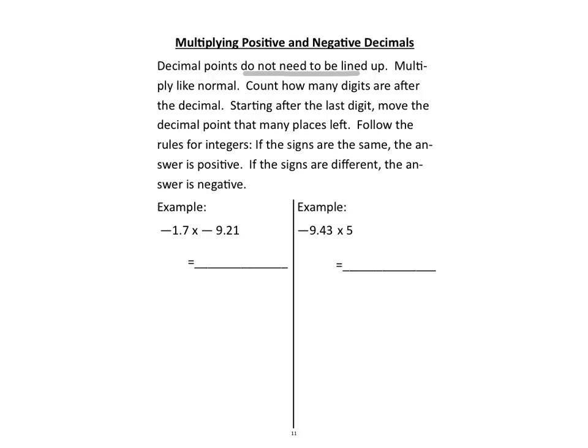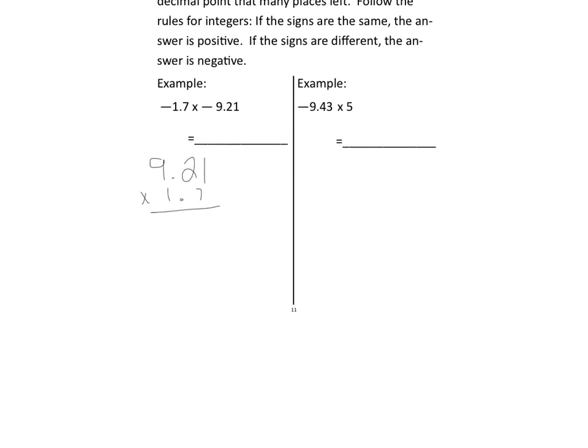So we're going to multiply negative 1.7 times negative 9.21. Don't worry about the signs. Now, because of the commutative property of multiplication, I like to put the number that has more digits on top, but if you want to put the 1.7 there, go ahead, or if you have a different way that you like to multiply, go ahead, but this is just the way that I learned and I'm comfortable with.